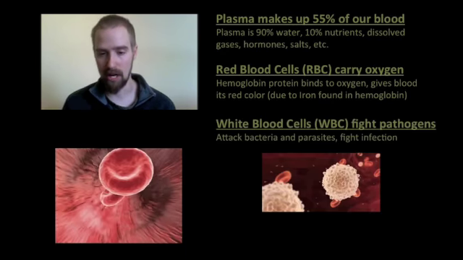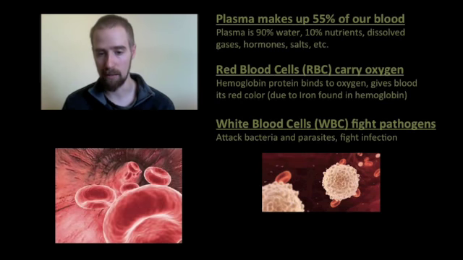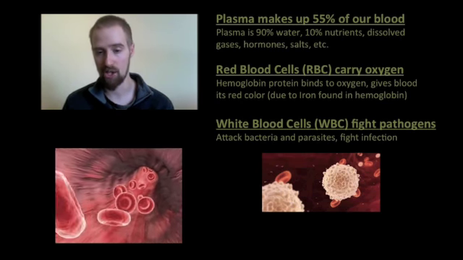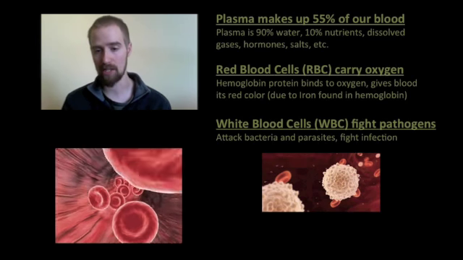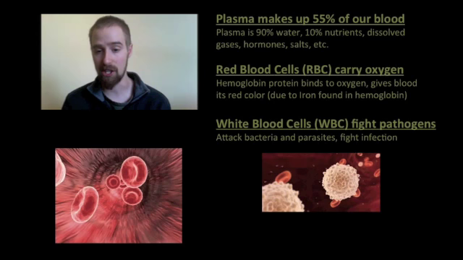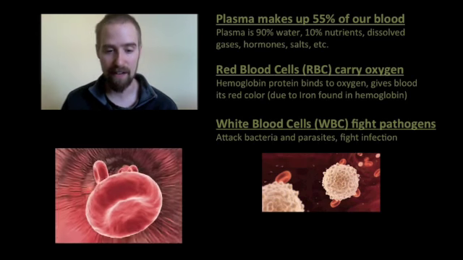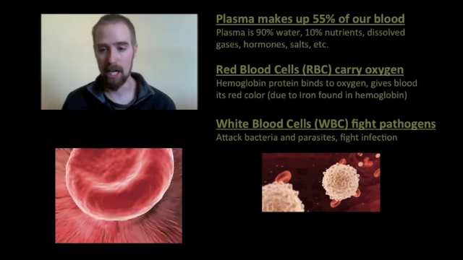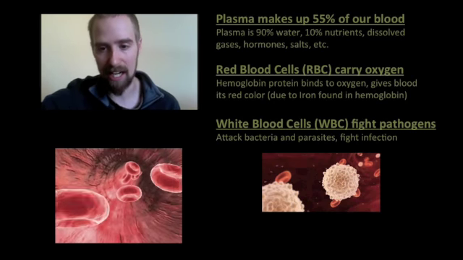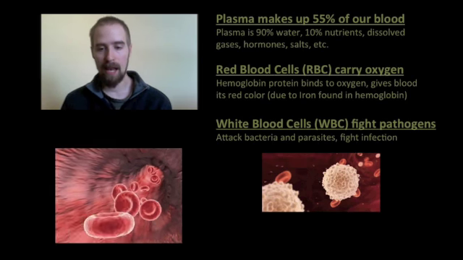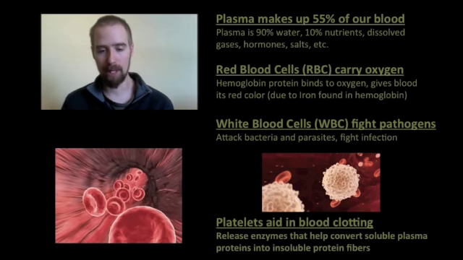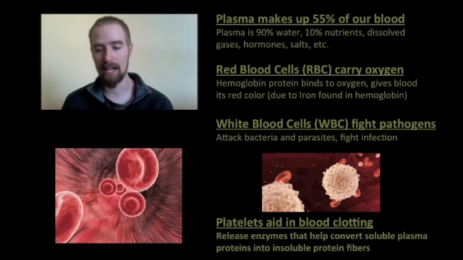Then there are white blood cells, which are a lot bigger than red blood cells, and they're often abbreviated as WBCs. White blood cells fight pathogens. They attack bacteria and parasites, and they fight infections. They basically keep our bloodstream clean of that kind of stuff. And our blood is also made up of platelets, and platelets are cells that aid in blood clotting.